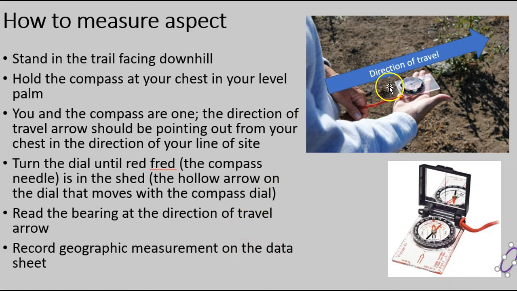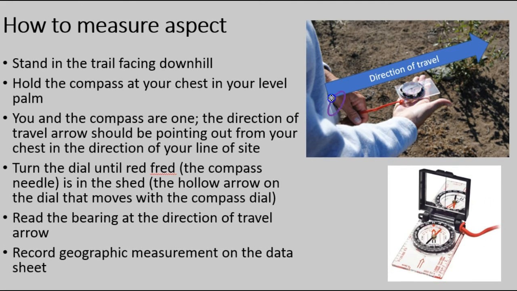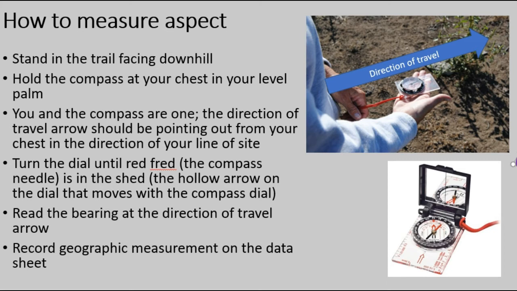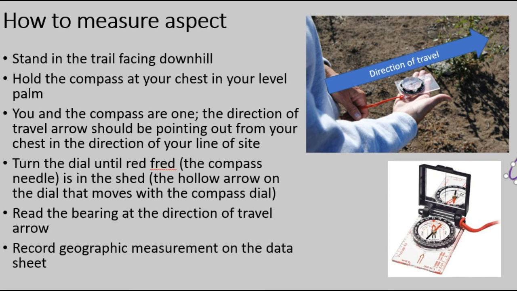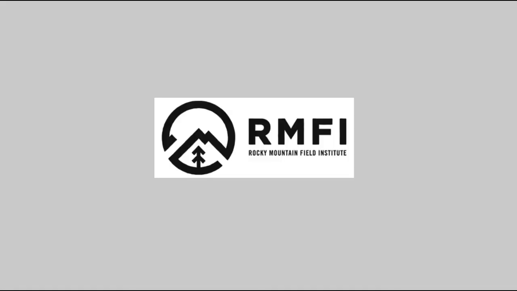So when you're standing holding your compass with your body, ideally this compass would be right here, right next to the person's body. You turn the dial until red Fred is in the shed, and then whatever number is right below the line of sight there is the aspect, the degrees, the geographic position towards which you are facing. All right, this concludes the aspect video. Please let us know if you have any questions.